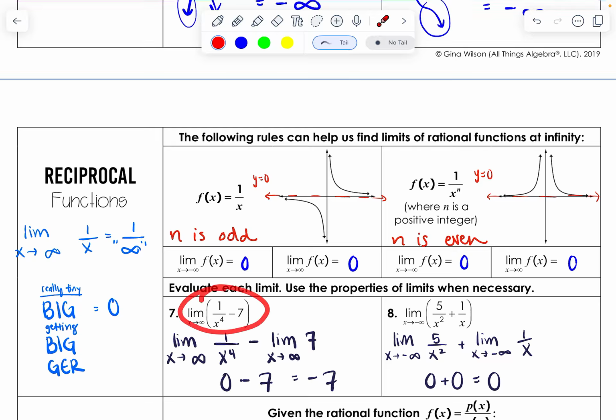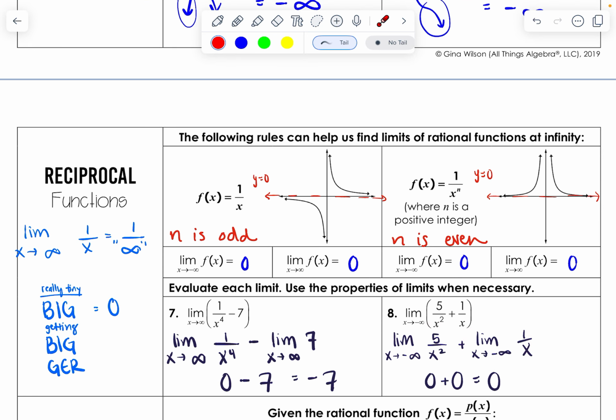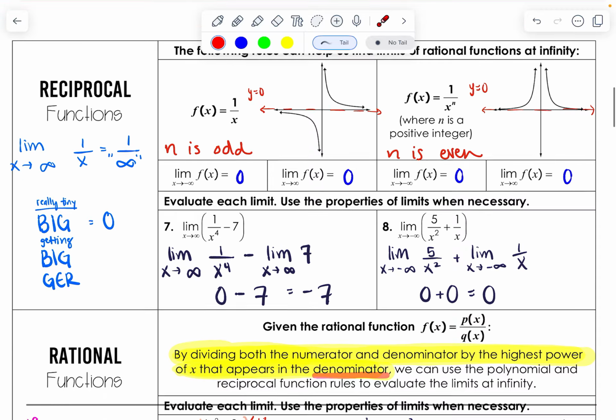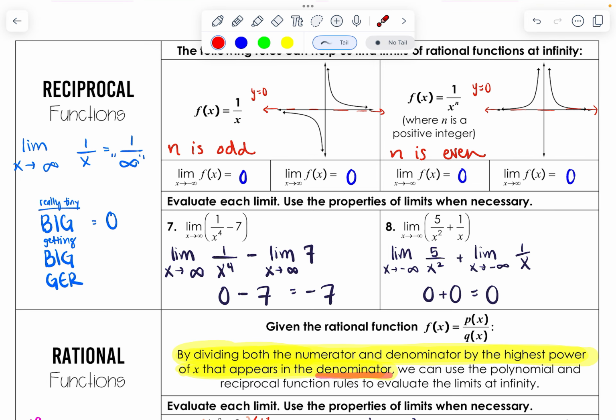So when I do this one, I can separate and take the limits separately. This is going to go to 0 for this reason, and then 7 is just 7, so we get -7. For this one, for this reason, these are both going to go to 0. That is a very important fact. It seems kind of pointless here. It's like, oh, it just goes to 0. But it's going to be really helpful when we go to take the limit of rational functions. So take a moment and make sure you have these things in your notes.